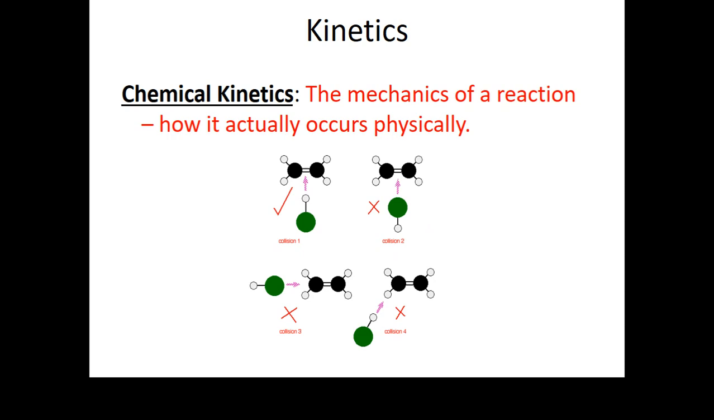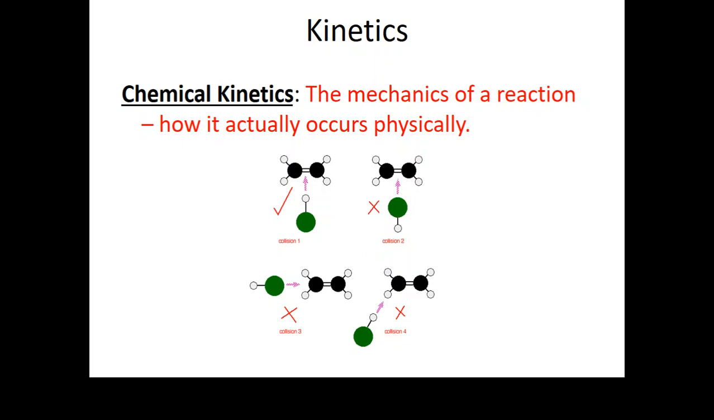When we talk about kinetics, there's a couple different types of kinetics, but really we're going to talk more about chemical kinetics. And when we talk about chemical kinetics, we're talking about the mechanics of a reaction and how it actually physically occurs. So if you look at the structure here, you can see that I have 4 different collisions, and in which only one of the collisions takes place. You can see collision 2, 3, and 4. None of those do actually indeed take place.